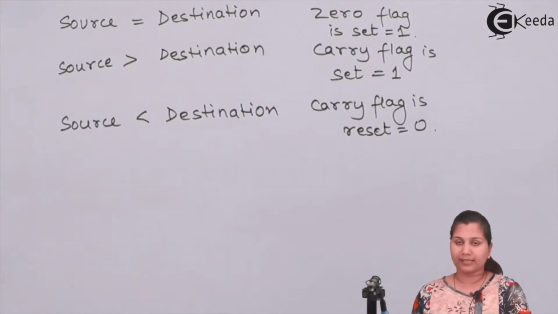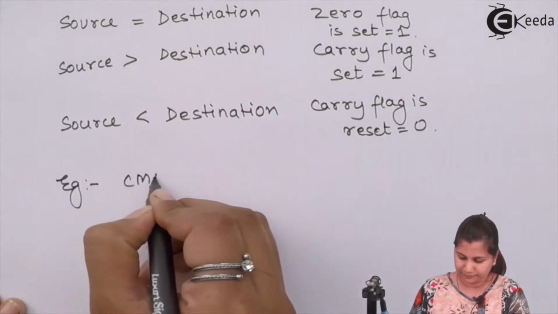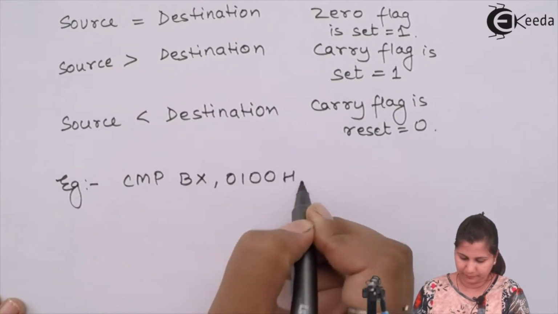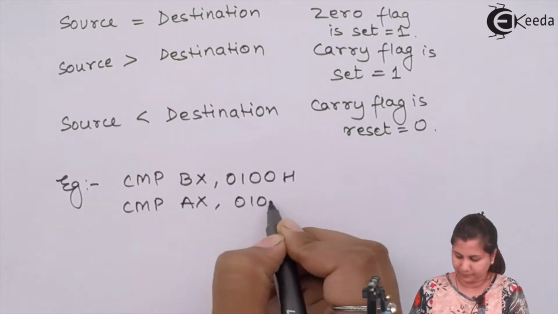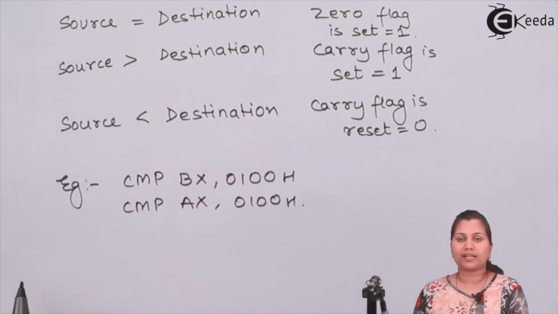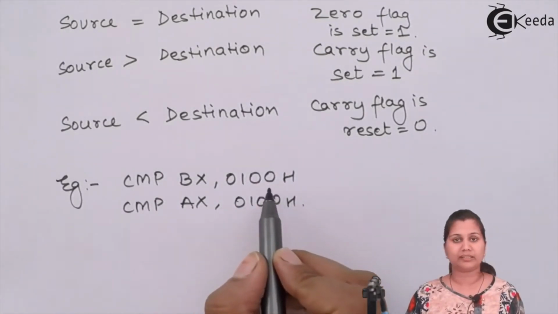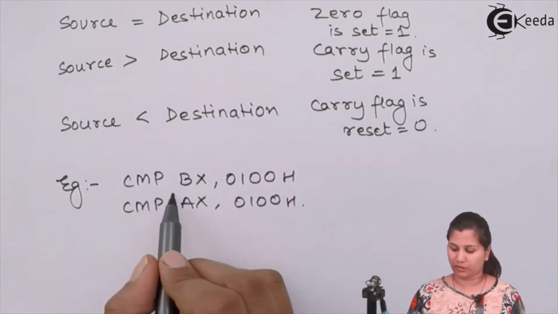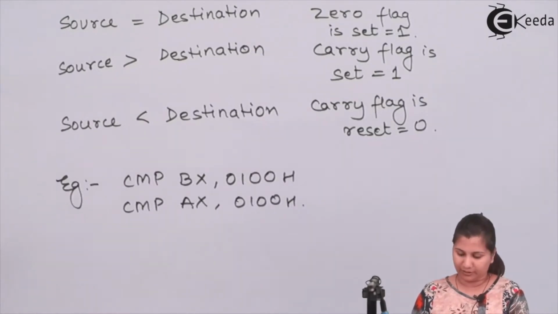So let's take some examples of this compare instruction. These two instructions are an example of immediate addressing, where the immediate data is available in the instruction itself, and this data is going to be compared with the BX register. So these two operands will be subtracted from each other, and then the zero flag and the carry flag will be checked.